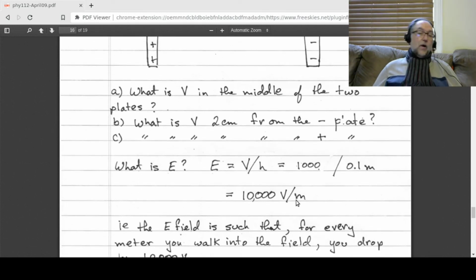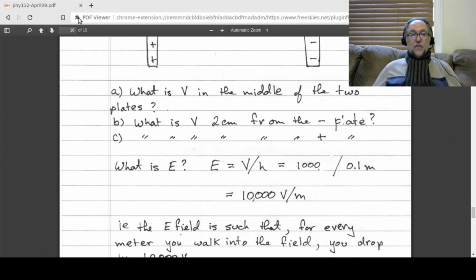You just put the two parallel plates 10 centimeters apart, and you've got a 10,000 volt per meter electric field. Again, if you look above, I did have 10,000 for the magnitude of the electric field, but there I had the units as newtons per coulomb. Don't forget that a newton per coulomb is exactly the same as a volt per meter. They're both totally legitimate units for electric field.